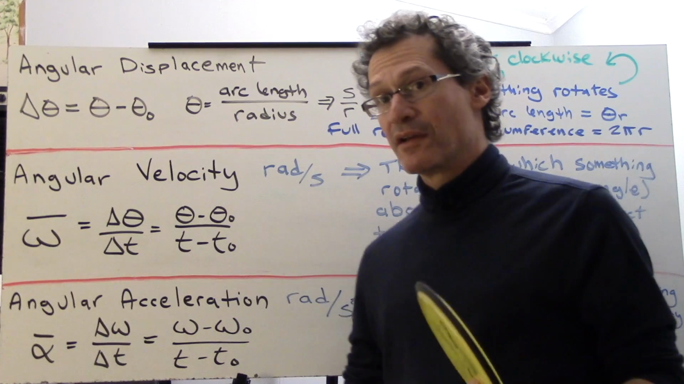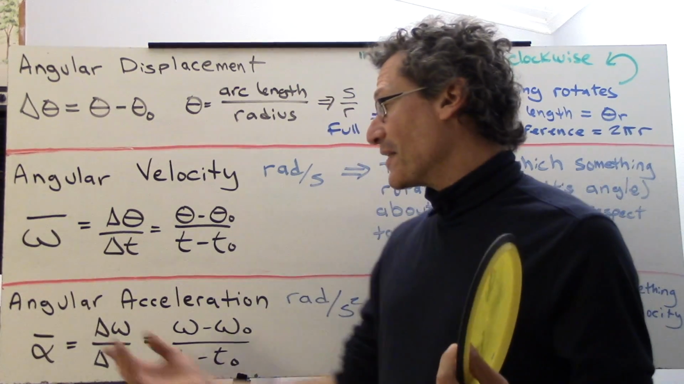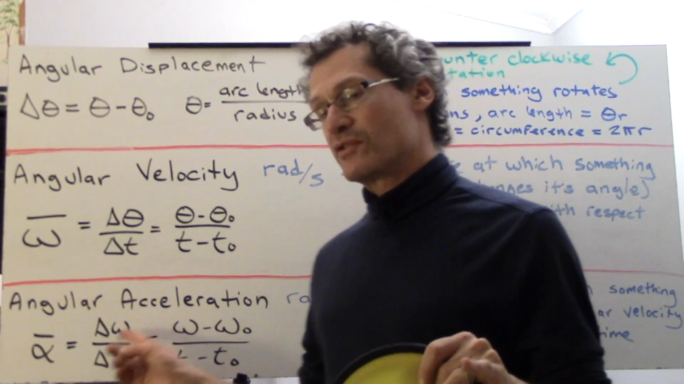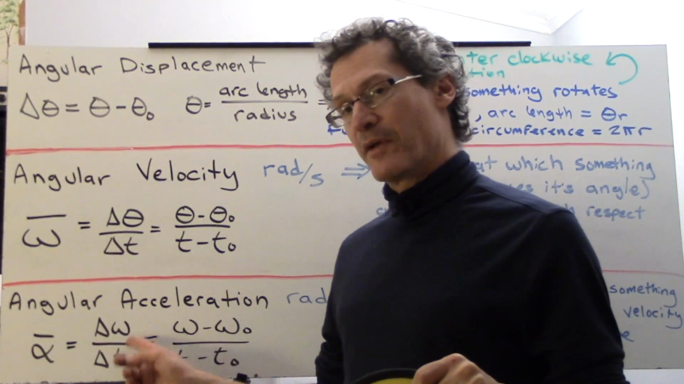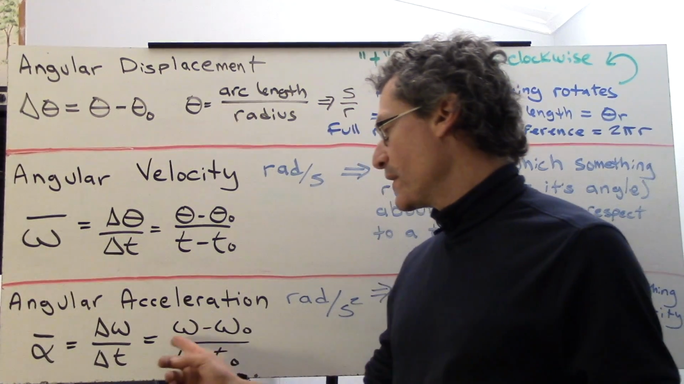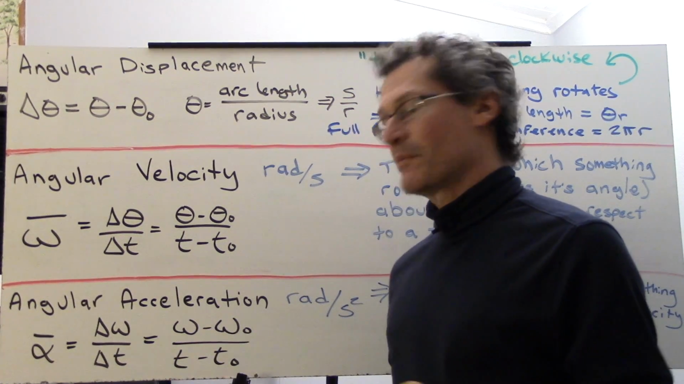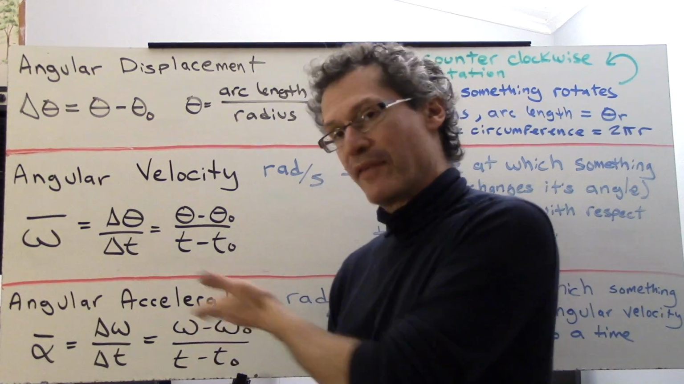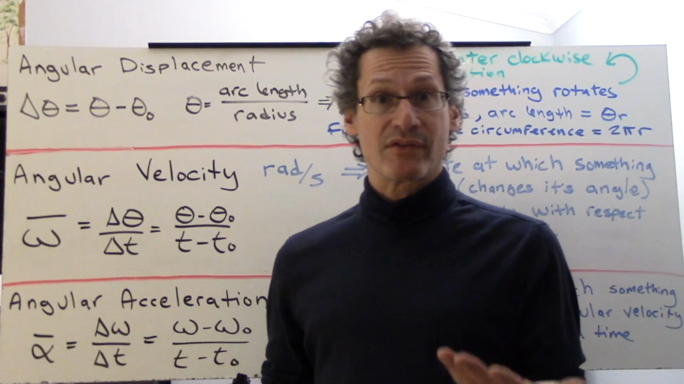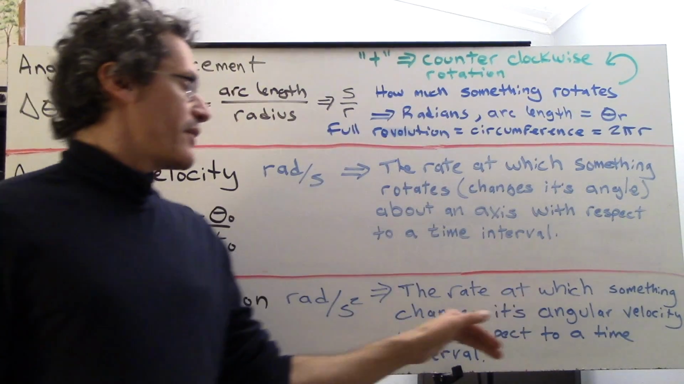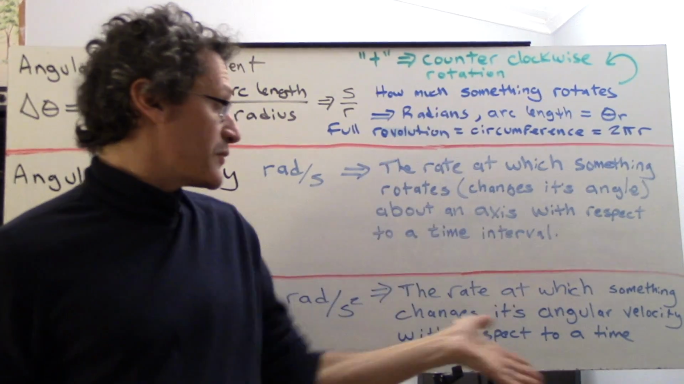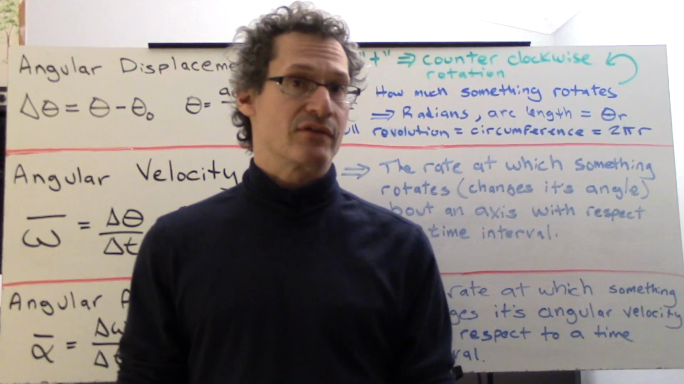Angular acceleration looks familiar too, right? All right. Average alpha, angular acceleration, is the change in angular velocity, omega, over change in time. So it's omega minus omega naught over t minus t naught. Looks exactly like acceleration with velocity, except now we have angular velocity. So the patterns are totally the same, which is kind of cool. We can reuse the same patterns as before. The rate at which something changes its angular velocity with respect to time interval, this is what angular acceleration is. That's it.